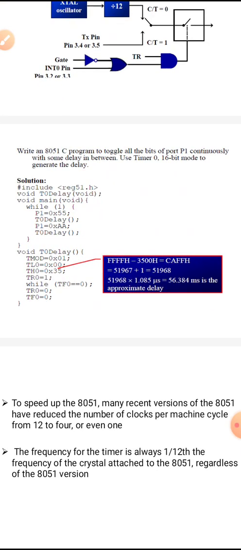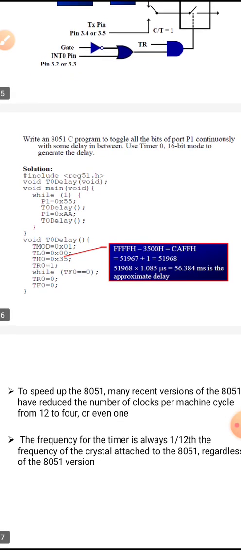And lastly we have the 8051 C program which will toggle the port pins using timer 0 in 16-bit mode. 16-bit mode means 0000 to FFFF, with some delay. So hash include, void main, while for the toggling we give 55, some delay, AA and the delay program. TMOD is equal to 01 which is mode 1, that is 16-bit mode.